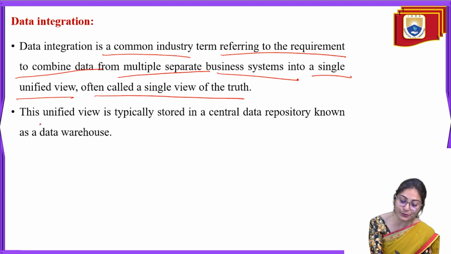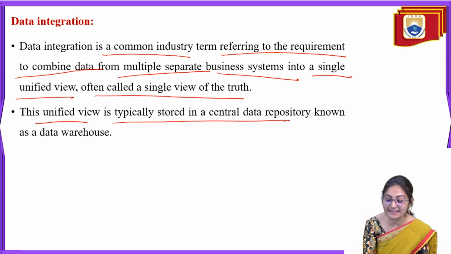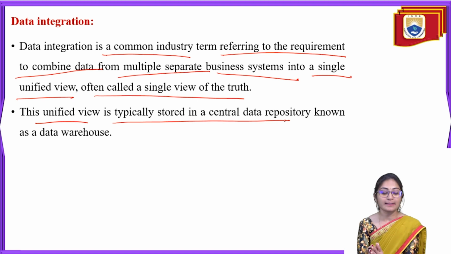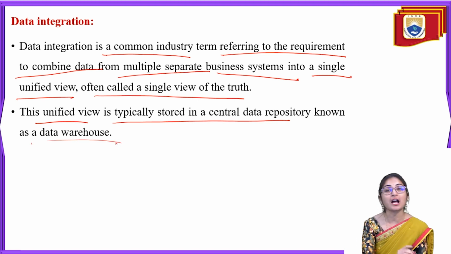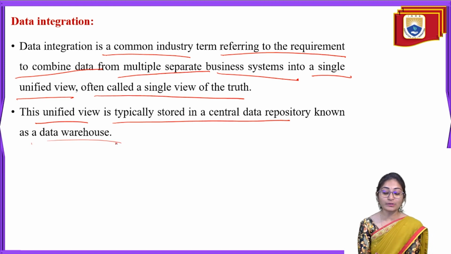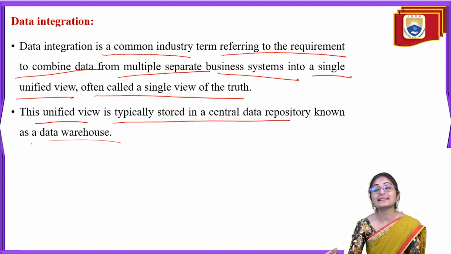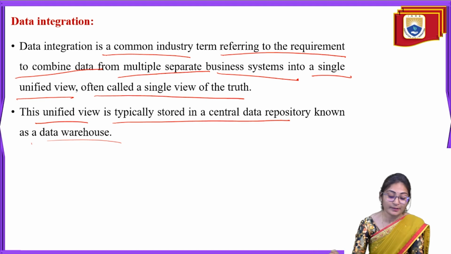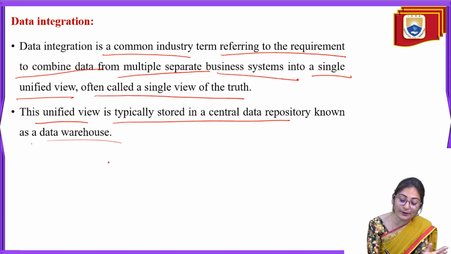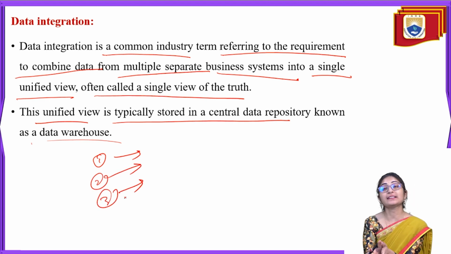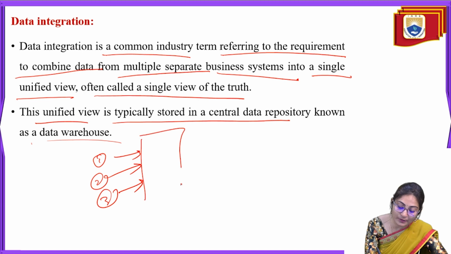And the unified view is typically stored in a central data repository that is known as the data warehouse. So that unified view is the central data repository. For example, you have collected data from one source, from a second source, from a third source. Now you have collected this data and you are keeping it in one place. So this is one single unified view.